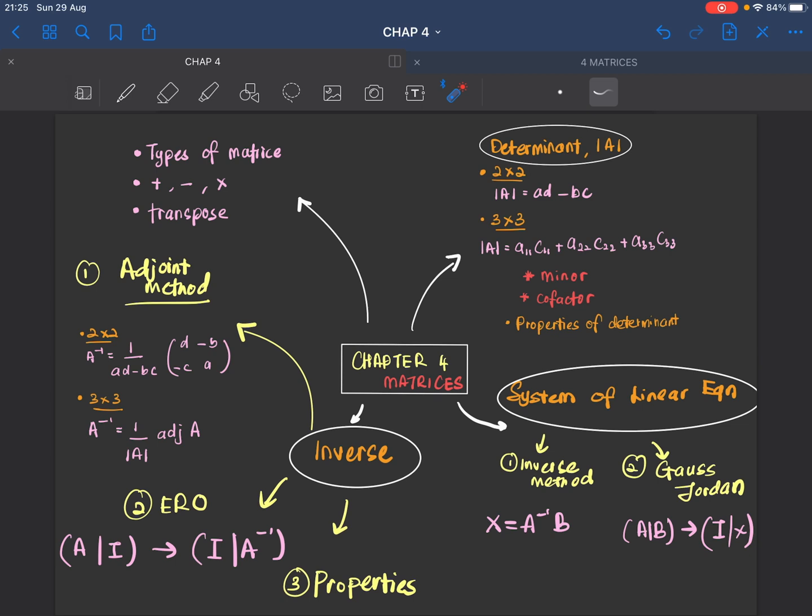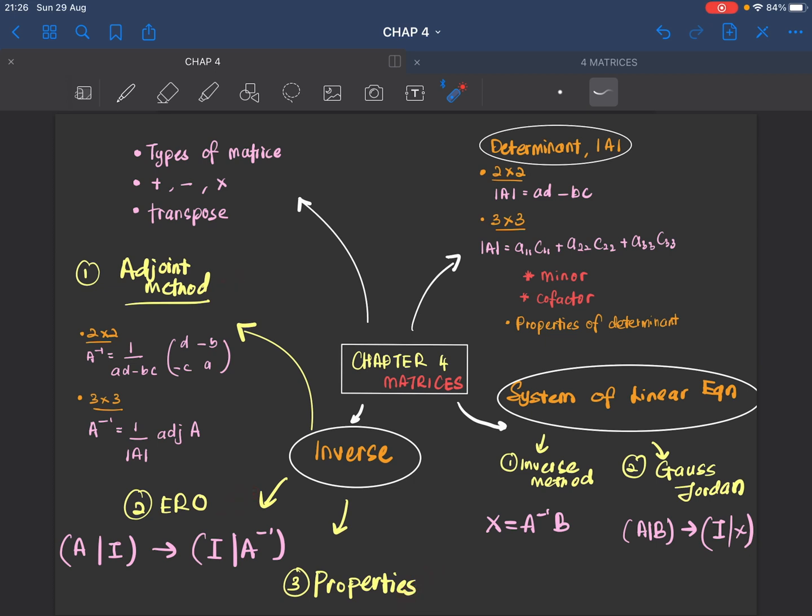And then 4.2, we are going to see how to find determinant of matrices. We have determinant for 2 by 2 matrix and 3 by 3 matrix, and we are going to see what is the properties of determinant. And then for point 3, we are going to see how to do inverse matrix, which is ada 3 method: adjoint, ERO and properties. Okay, by using properties.